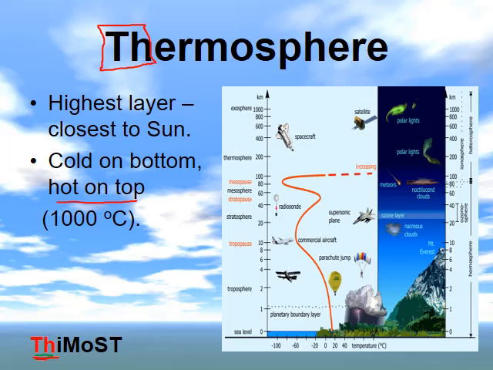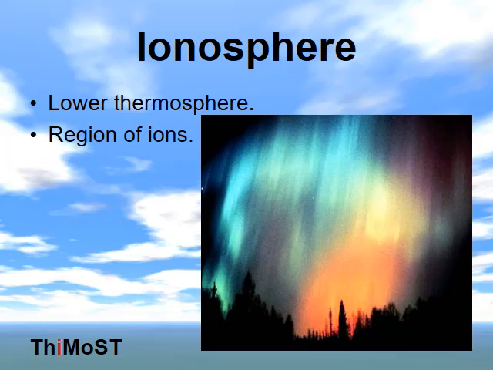And so now the only letter we haven't looked at in thigh-most is this lowercase i. And the lowercase i stands for Ionosphere. And that's the lower part of the thermosphere. It's a region of ions. If you remember back from chemistry, ions are atoms that have a different charge, a different number of electrons than protons. And gases that can conduct electricity like happens in the ionosphere is what gives us the northern lights, aurora borealis. And that happens, aurora borealis happens in the ionosphere.